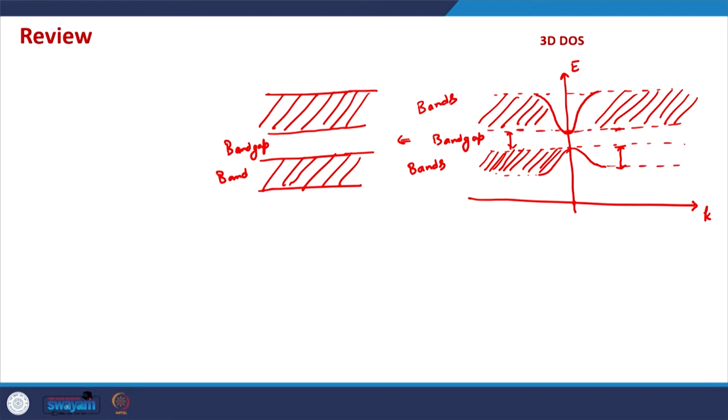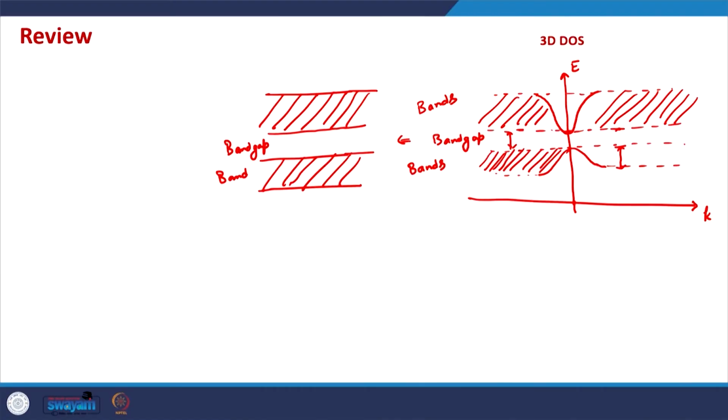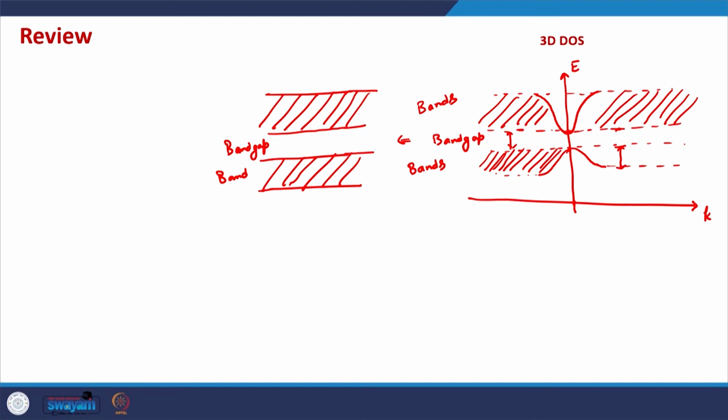Typically in metals also we have many bands, but in metals generally two bands are overlapping. So that's why there is no energy value for which K does not exist, which means electrons can occupy all energy states in metals. But we will talk about mostly semiconductors in this course. So we will be more concerned about the electronic properties in semiconductors.